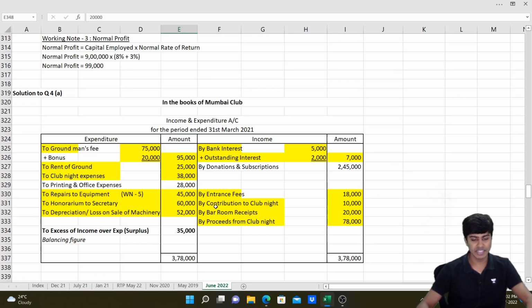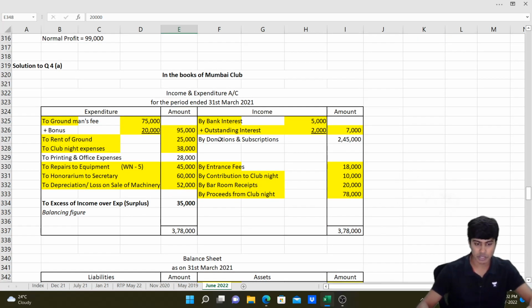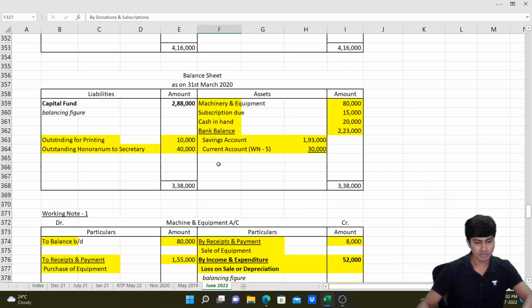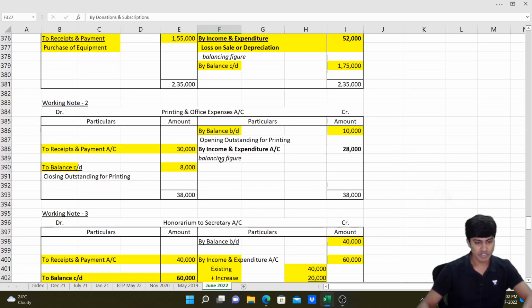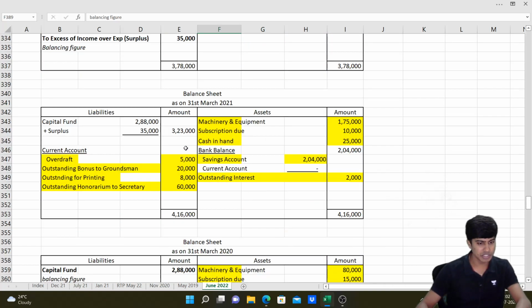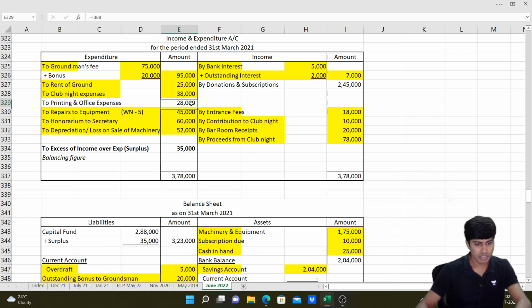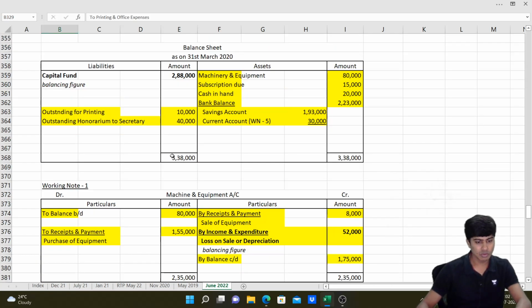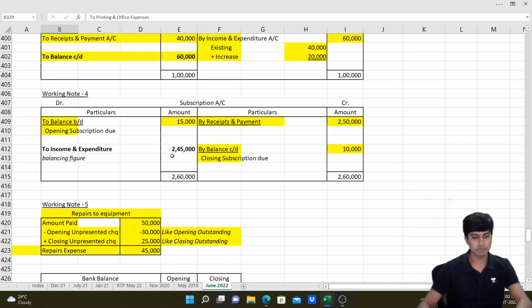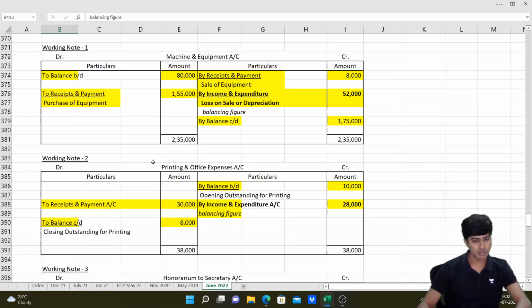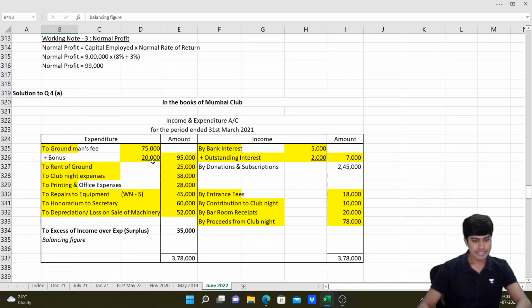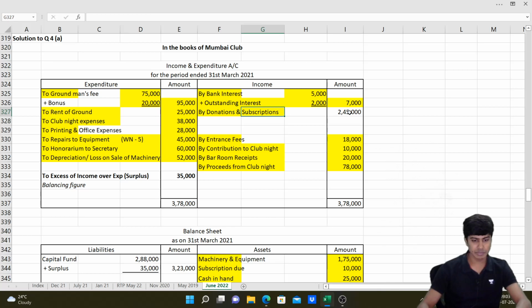That's it, guys. Every other item is posted. Subscription account is not closed. Subscription account, machinery account closed, office equipment account not closed. In printing and office expense, the balancing figure of 28,000 is our current year expense. So that will come to income and expenditure. 28,000 expense. Then the only ledger left is subscription. We have opening due, closing due, received, balance and the figure of 2,45,000 is current year income. Income and expenditure account, credit side. See here in my income and expenditure, by donations and subscriptions 2,45,000.